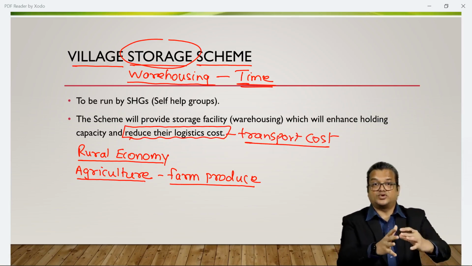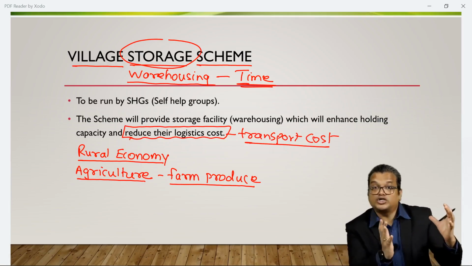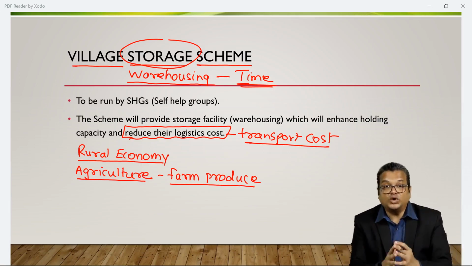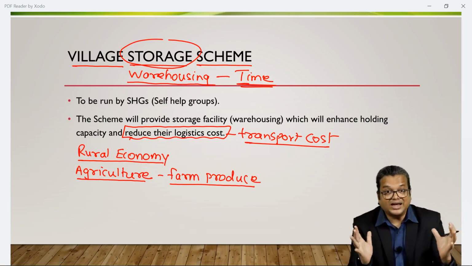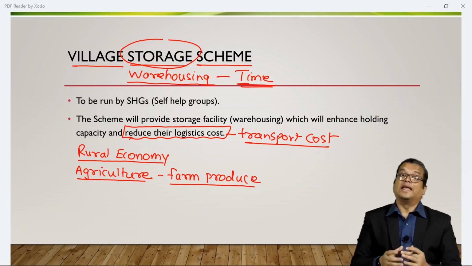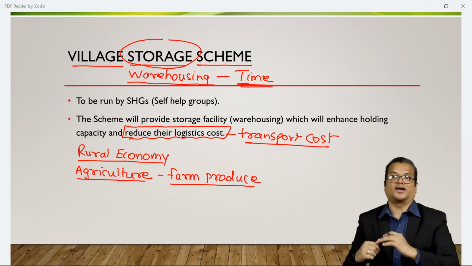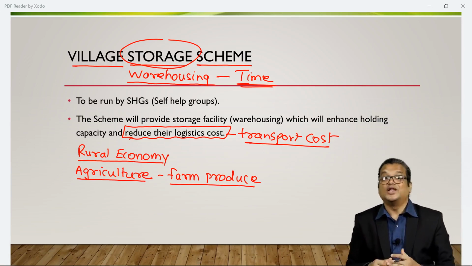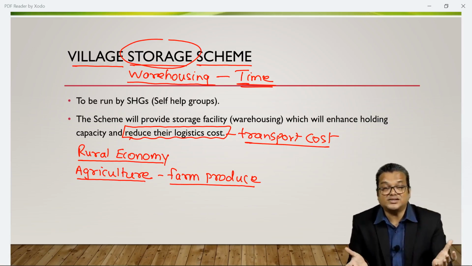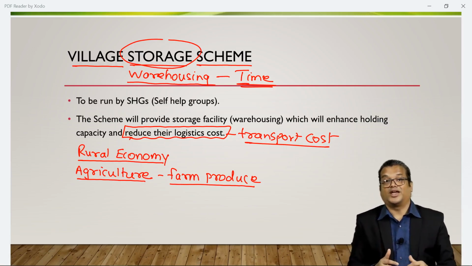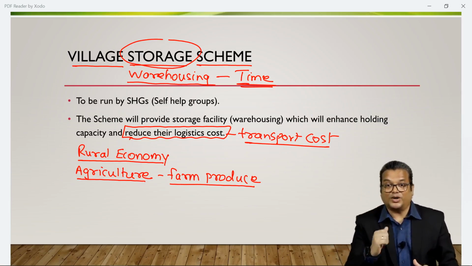So what exactly happens? Suppose we are farming in a rural area and we have a good storage facility. We can store our products, collect enough quantity, then load it in trucks and send it to the market, right friends? If we can load the whole truck with the same charges, definitely what will happen? Our logistics cost, our transportation cost will come down, right?